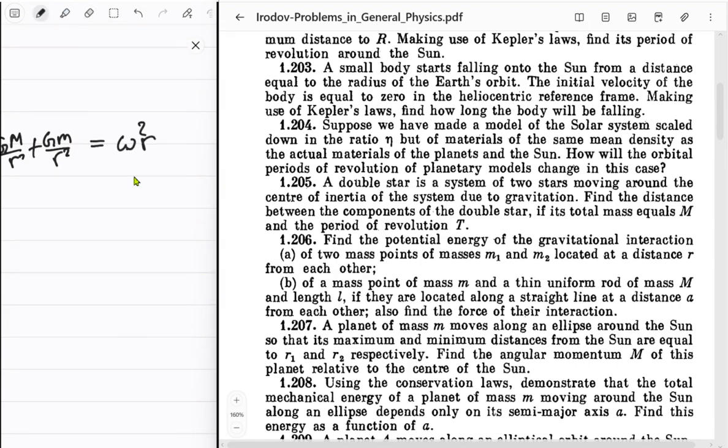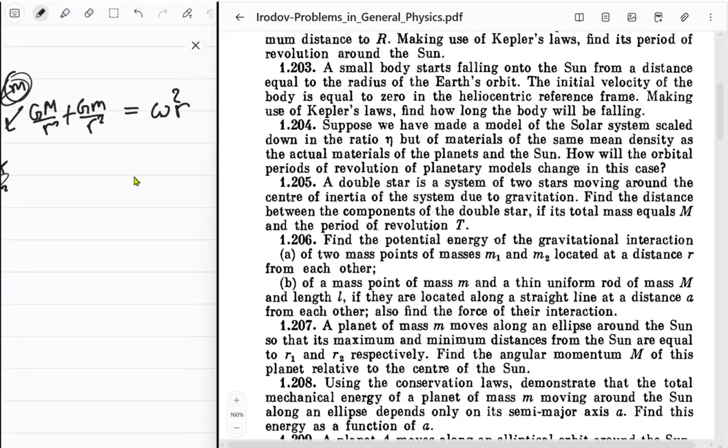Perfect, because when omega t becomes 2 pi, that's the revolution, right? So what do you got? You got omega square is equal to G times capital M plus small m, that's the total mass, upon r cubed.